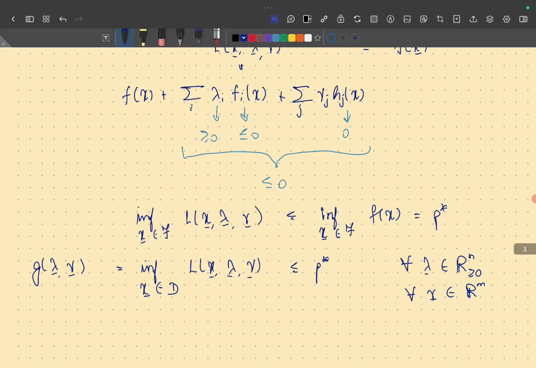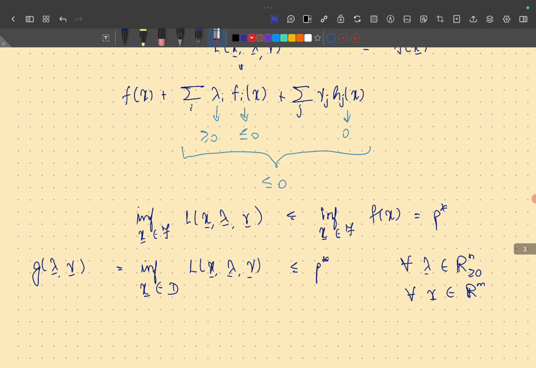So for every lambda greater than or equal to 0 and for every nu in Rm, the Lagrange dual function is always going to give you a lower bound on p star. So if I had to get a lower bound on p star, one way is to somehow find this Lagrange dual function and then put in a feasible point. In this case, it's feasible if lambda is greater than or equal to 0. That's the only constraint. Somehow I had a whole set of complicated constraints. Now I have perhaps simpler constraints.